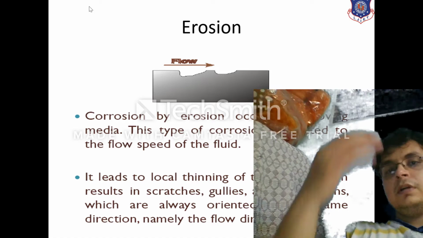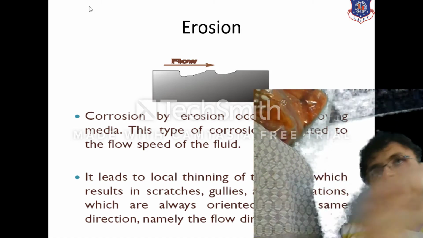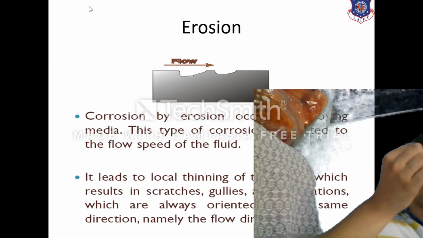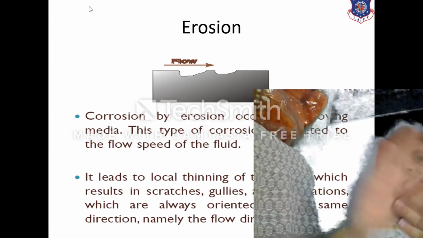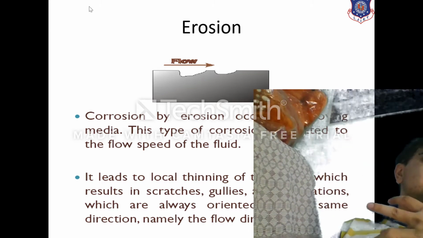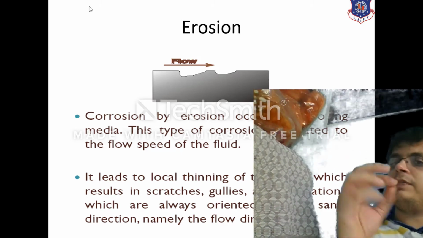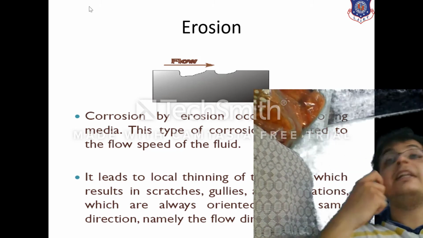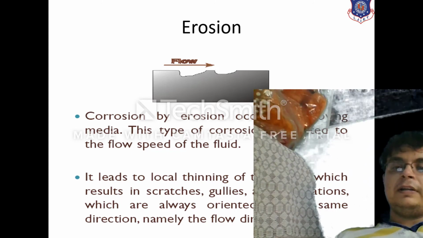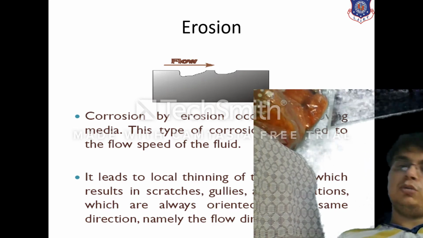Next is erosion. Erosion is when corrosion takes place because of fast moving particles. When fast moving particles come in contact with the surfaces, some delamination of the surface takes place because of the abrasion by the fast moving particles. When the particle comes in contact with the surface, some part of the surface will move out or get delaminated. So depressions will form because of these moving particles. When such corrosion takes place, it is termed erosion.